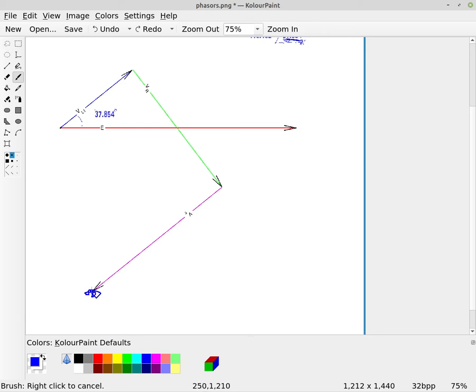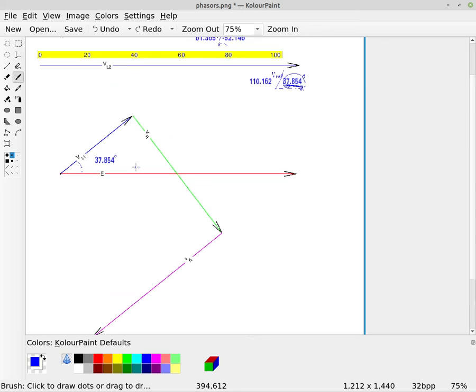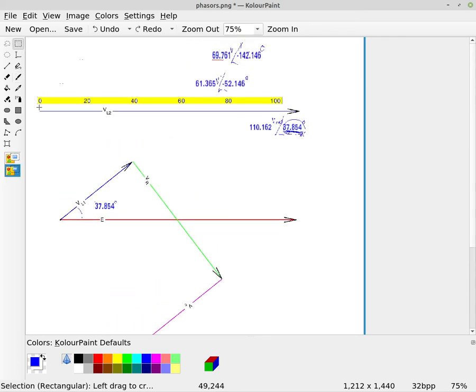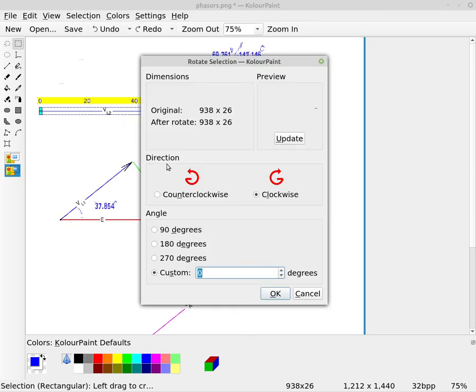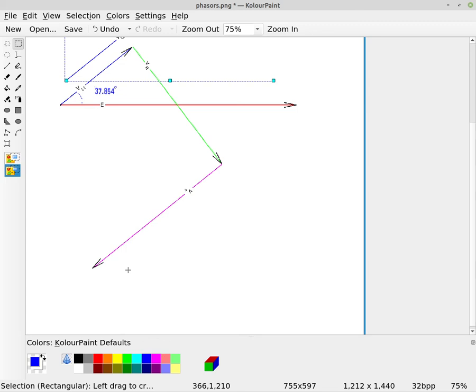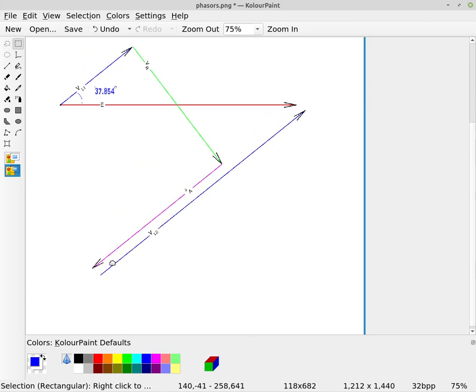So now what I need to do is, starting at this point, I need to add VL2. So I'm going to come up here and grab VL2. And VL2 is at an angle of 38 degrees. So I'm going to go selection, rotate. Now this is a positive, so that's counterclockwise, 38 degrees. And I'm going to tag that on right at the end of VC. And you notice it's going the exact opposite direction that VC was going.